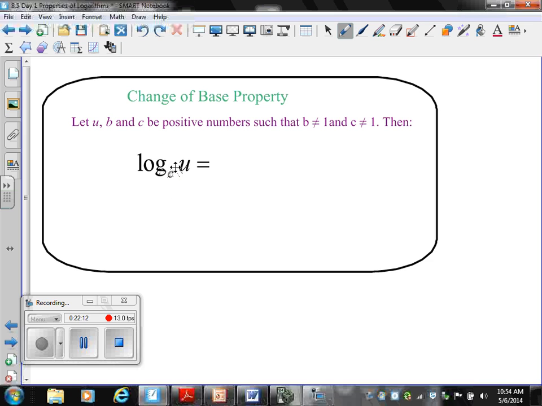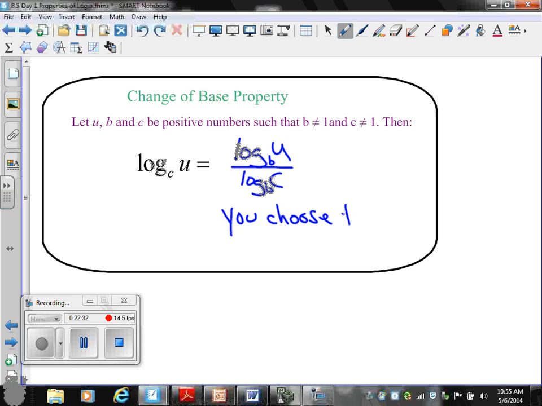I can do that with common log. I can actually do that with any log, so I really should put base B down here. But the important part is you choose the new base. You get to choose what you want. And again, on our calculators, we have base 10 and we have base E. So it makes a lot of sense to choose base 10 or base E, whichever button you want to push, the common log or the natural log button.